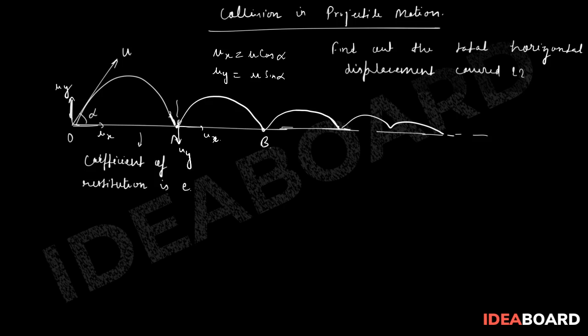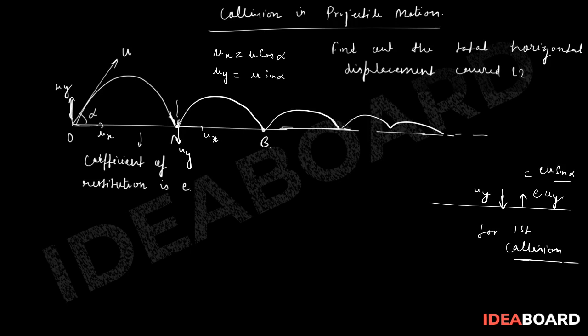So we know that for the first collision it hits the ground with velocity uy. So what is the rebound velocity? We know that the rebound velocity will be e times uy, correct? Which is nothing else but eu sin alpha. Am I clear? Similarly, for the second collision the velocity is euy.